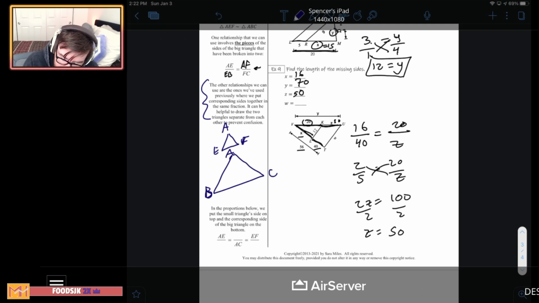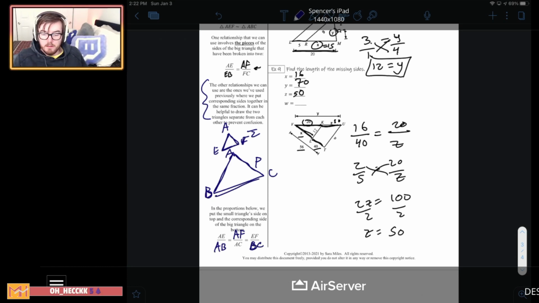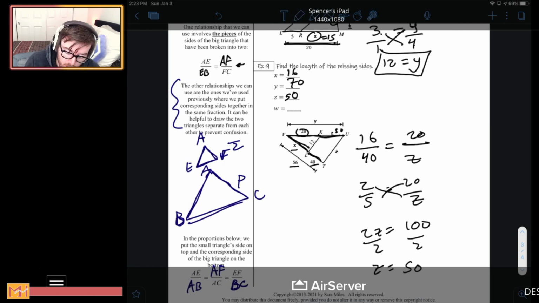Let's call this the image and this the pre-image, right? Image AE over pre-image AB. We've got image AF over pre-image AC. We've got image EF over pre-image BC. All three of those are equal because scale factor is consistent. It doesn't matter which two sides you take. You're always going to get the same answer.